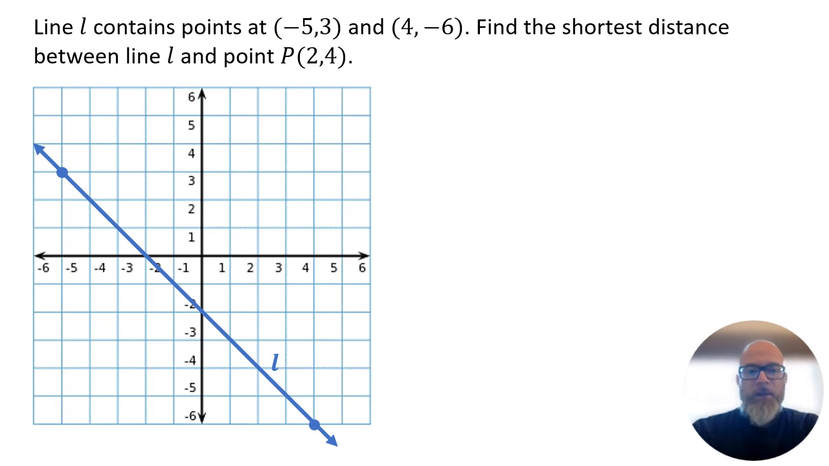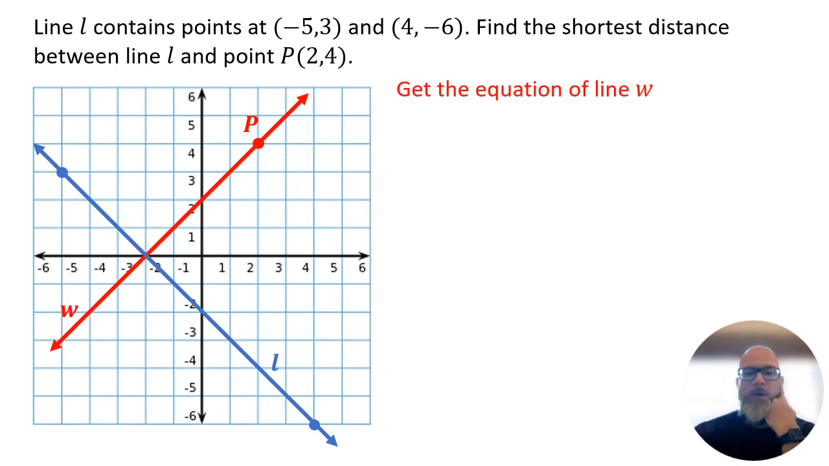Next, we want to get the equation of the line W, which is the line through P perpendicular to L. I drew it in here so you can visualize it better. It's the line through P perpendicular to L. We need the equation of that line. So how do you do that?